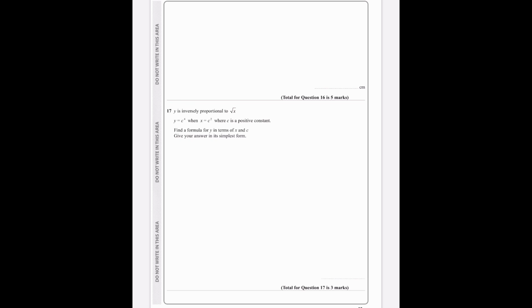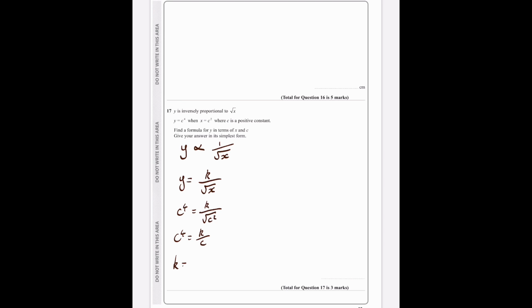Question 17 is a proportionality question where the constant we're given is just a letter to represent the constant. So we'll start off with a proportional statement, turn it into an equation, y equals k over root x, substitute y to be c to the 4 and x to be c squared.